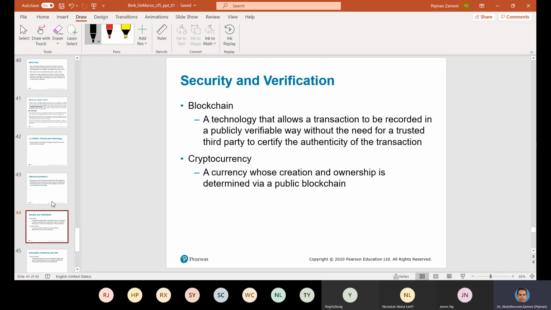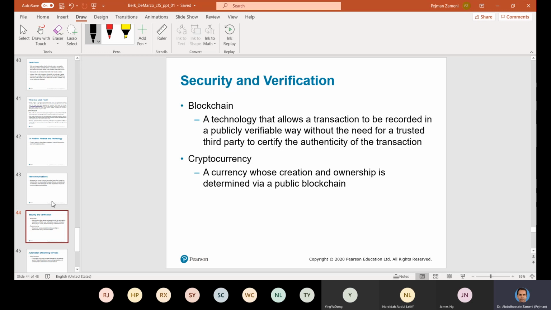Security and verification, blockchain and cryptocurrencies. Blockchain is a technology that allows a transaction to be recorded in a publicly verified way without the need for a trusted third party to certify the authenticity of the transactions. Actually, blockchain has many usages in different industries as well. It's not just in the finance industry, but in a way it started in the finance industry because of its advantages of decentralized ledgers and many other features, in that it eliminates the intermediaries. And this is one of the advantages that reduce the cost and increase the authenticity of the transactions.